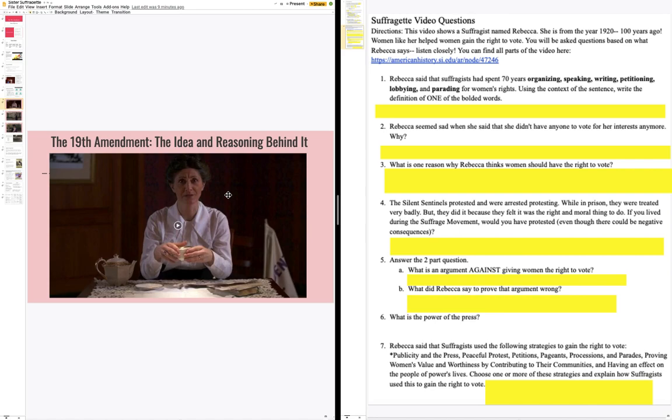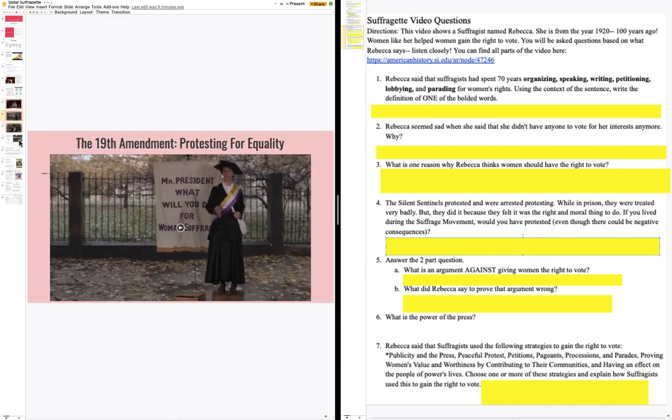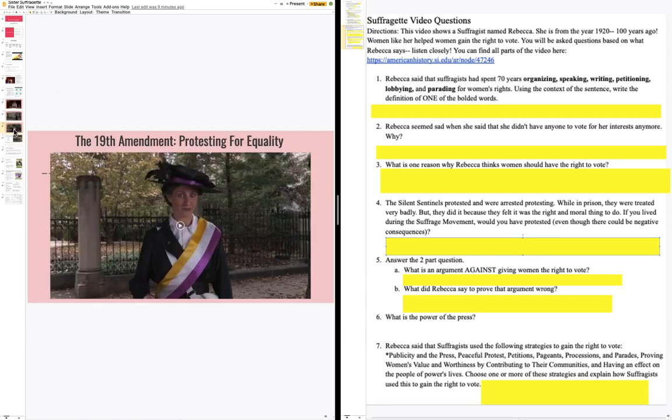This suffragette is named Rebecca. She's from the year 1920. That was 100 years ago. Women like her helped women gain the right to vote. So as you watch this, go ahead and try to fill out these questions, and we will go over them as a class. But remember, to get a 4, you have to say these in your own words. So as you watch, try to fill them out by yourself. This is where you will pause and watch the suffragette video.